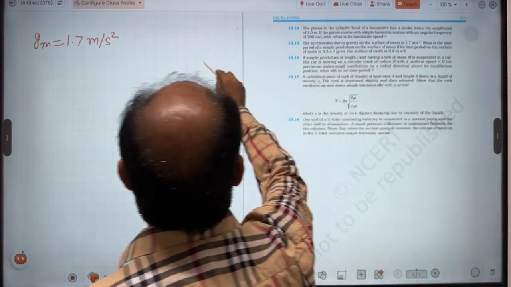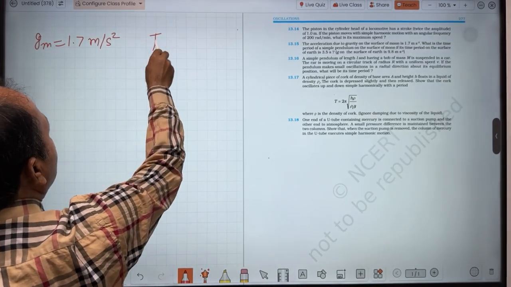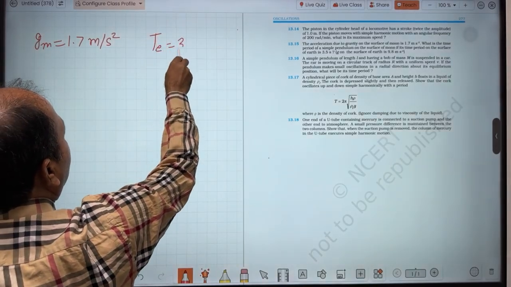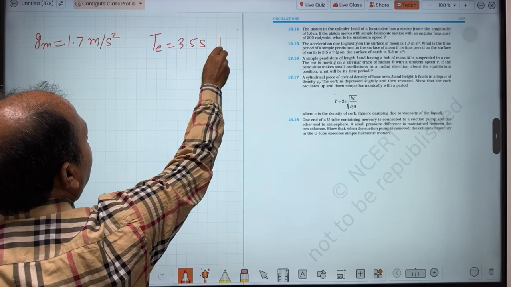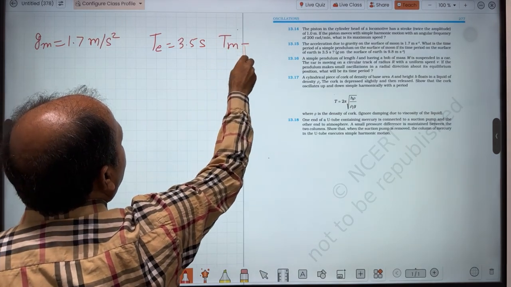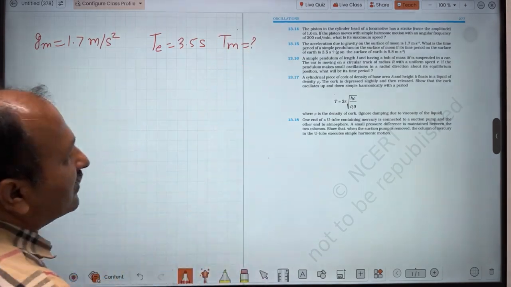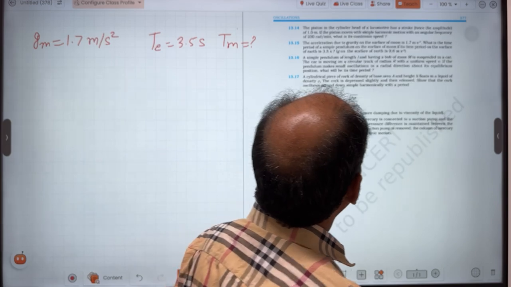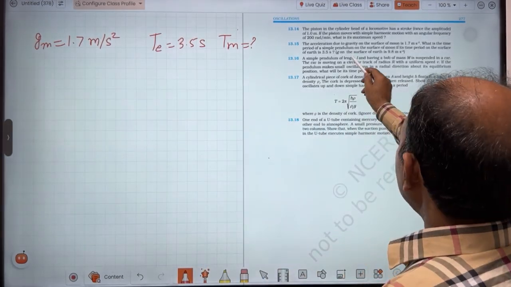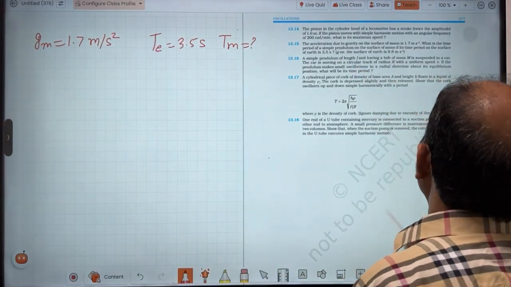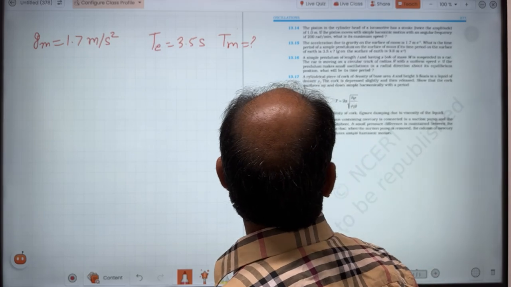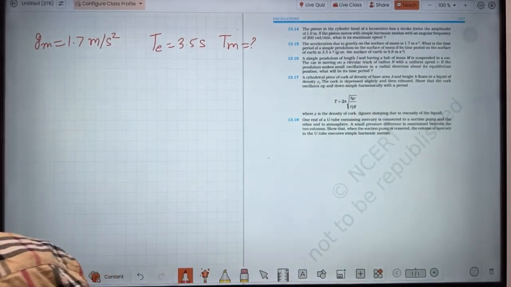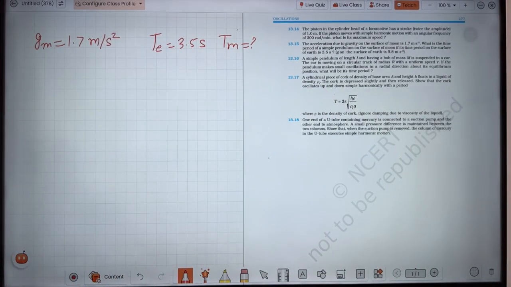If the time period on the surface of earth is given as T earth is 3.5 second, T moon is to be found, the length of the pendulum will remain the same, and the value of g is given 9.8 meter per second square on the surface of earth. That you know very well. So here we have to write the formula, then we will compare it.